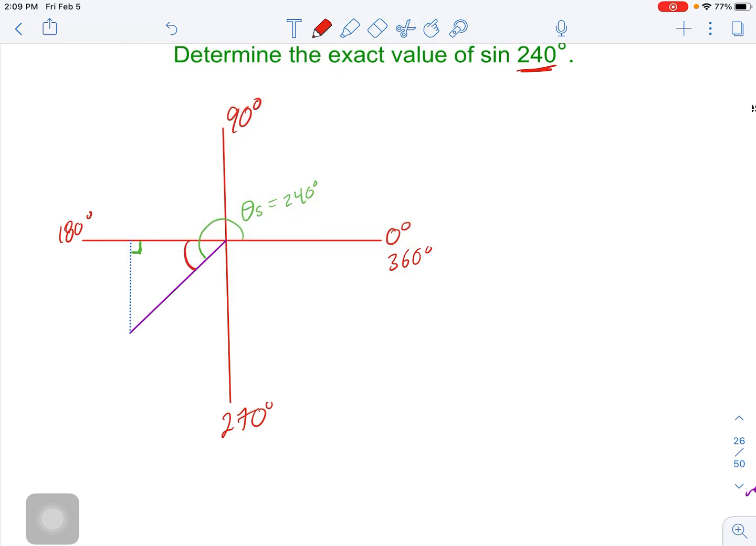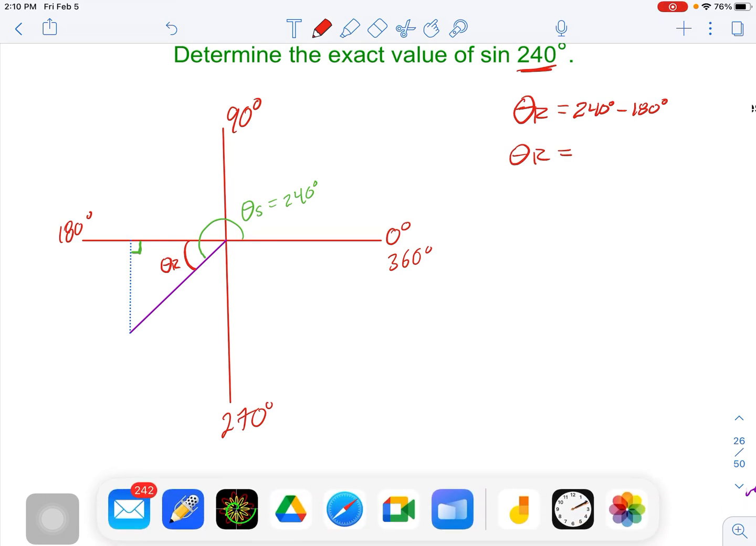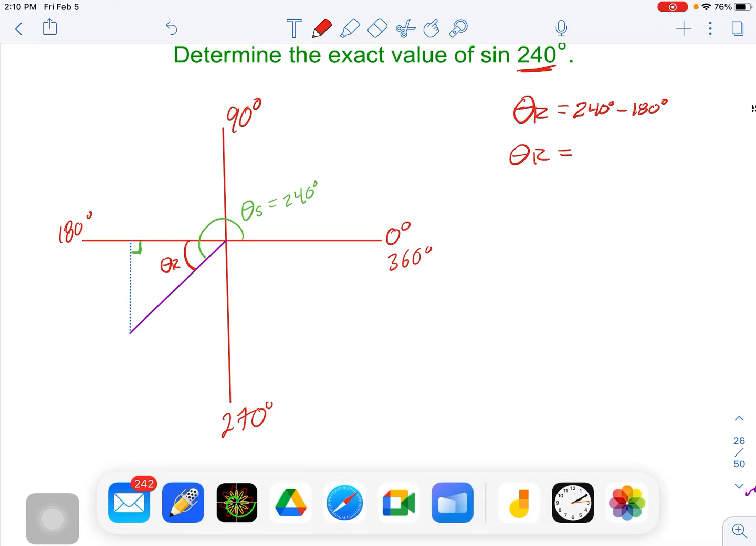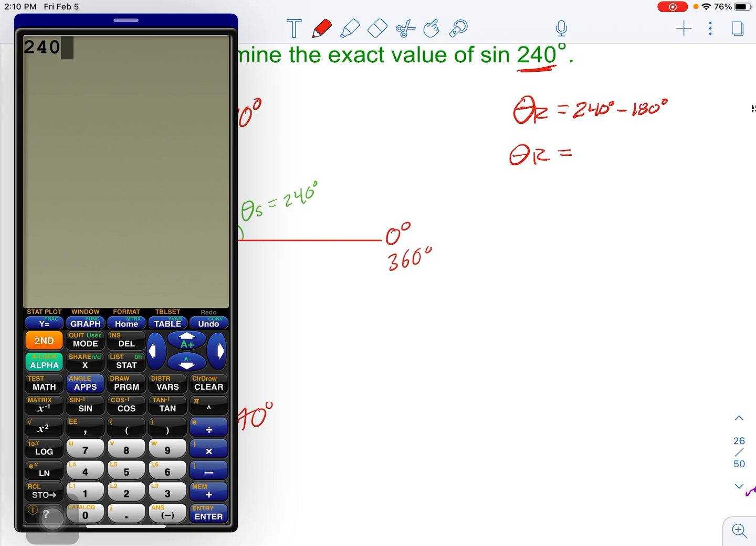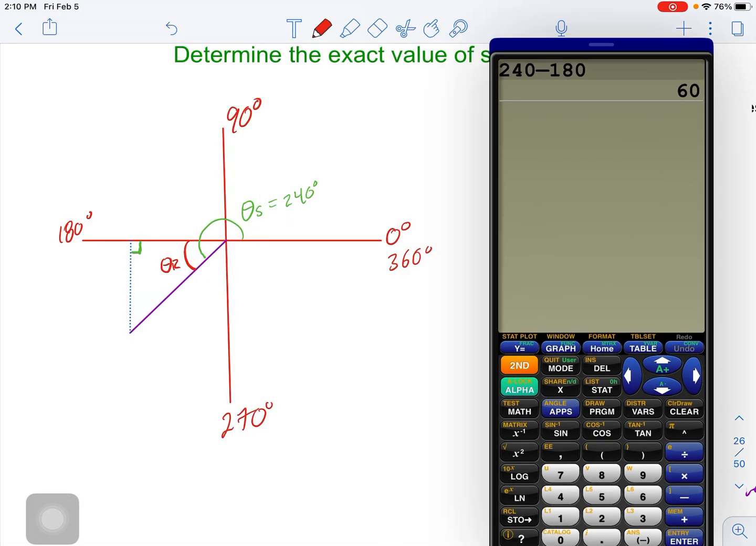So I'm going to determine what this reference angle is. So hopefully by this point, you have an idea of how to solve for that reference angle. The reference angle here, well, if we take 180 away from 240, you're going to get rid of this whole portion and be left with this. And that's going to be your standard or your reference angle. So I'm going to do 240 minus 180. So 240 minus 180, let's pull out our calculator here. 240 minus 180, and we can see that gives us 60 degrees.